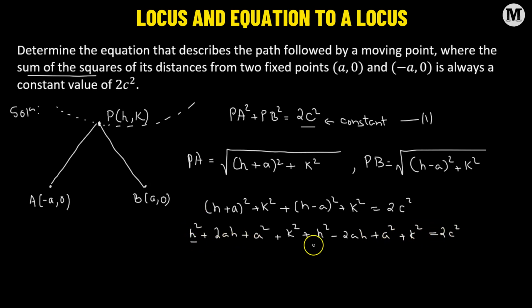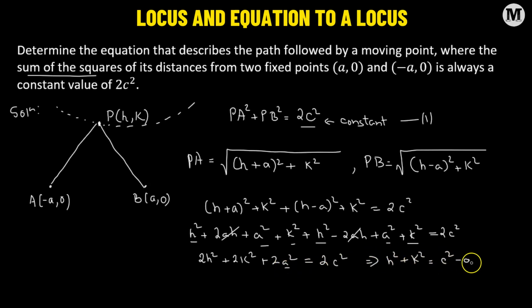Now we can combine h squared with h squared to get 2h squared. We have k squared and k squared, that gives us 2k squared. a squared and a squared gives us 2a squared. The 2ah and negative 2ah cancel out. This will be equal to 2c squared. So factoring out the 2, we are left with h squared plus k squared equals, well, we can transpose a squared to the right hand side, we get c squared minus a squared. So this is the equation that we are getting.